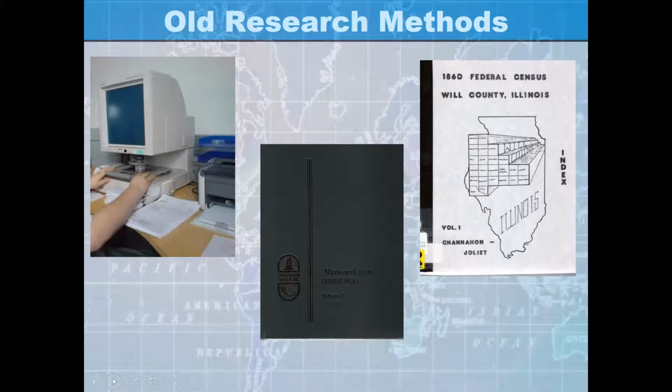Local genealogical societies sometimes published books with the transcribed information of people living in that particular area. These resources are still available, but they are less popular today because they are more time-consuming and usually costly.